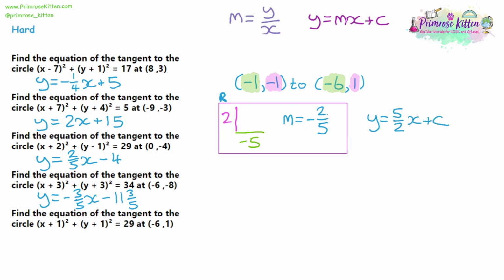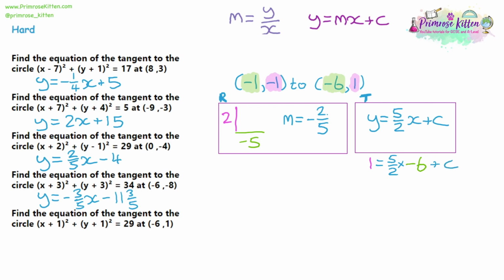Now we've only got a partial equation for the tangent. We need to work out what c is. If you use the other set of coordinates we had, the -1, -1, that's the centre of the circle, and that's not on the line, so that would not work. It has to be the second set of coordinates, the ones given to us in the question, that's specifically talking about the tangent. So we have y is equal to 5 over 2 times x plus c.